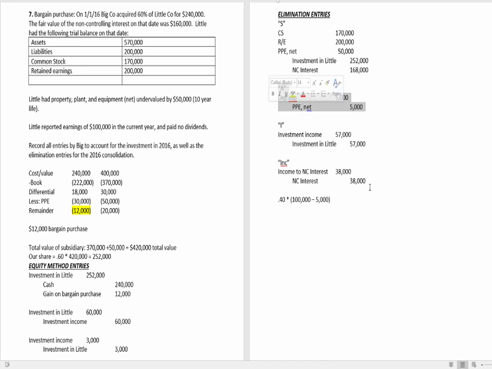A for amortization, the usual fashion. I for investment income. How to get the $57,000 of investment income? Well, look at the equity method entries. We recorded $60,000 of investment income. We took away $3,000 because of the amortization. So we've got $57,000 of investment income, which has to be eliminated. And then finally, the income to the non-controlling interest in the usual fashion. They get their share, 40%, of the subsidiary's reported earnings of $100,000 minus that $5,000 adjustment to depreciation expense.